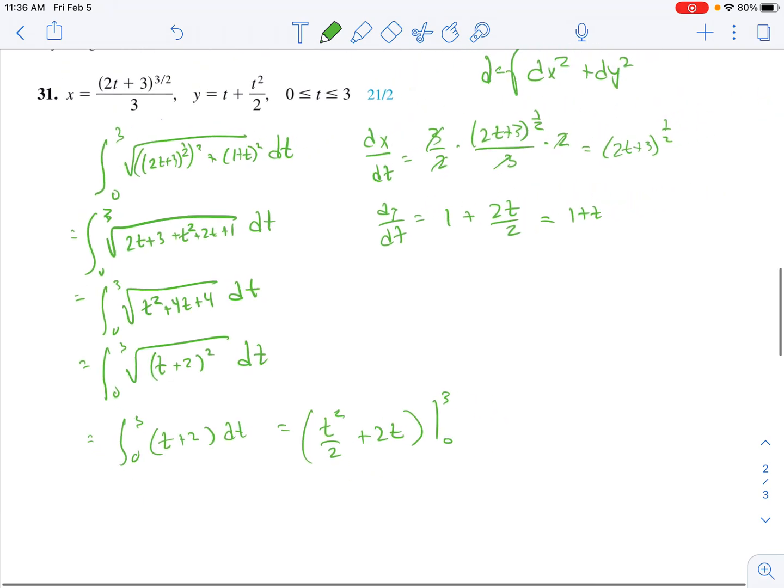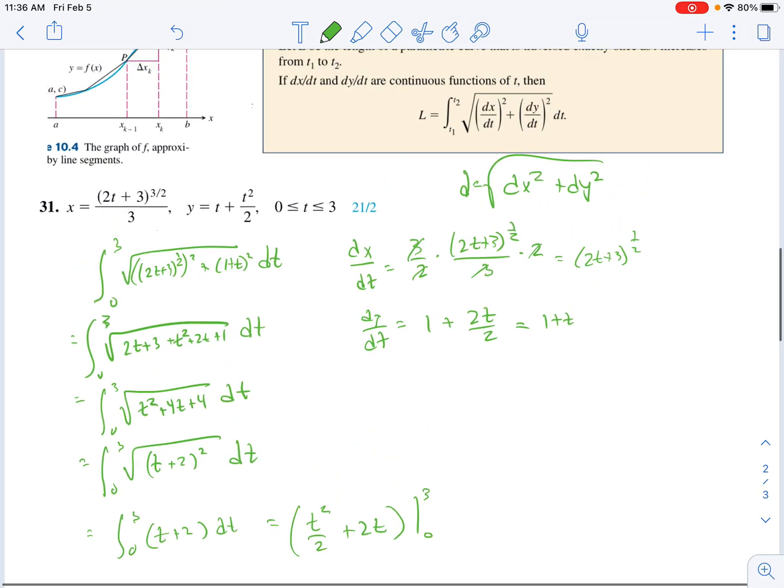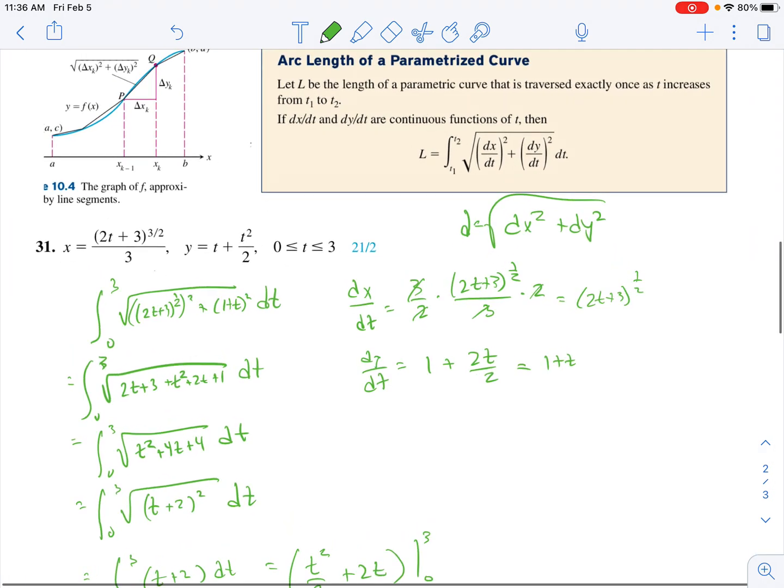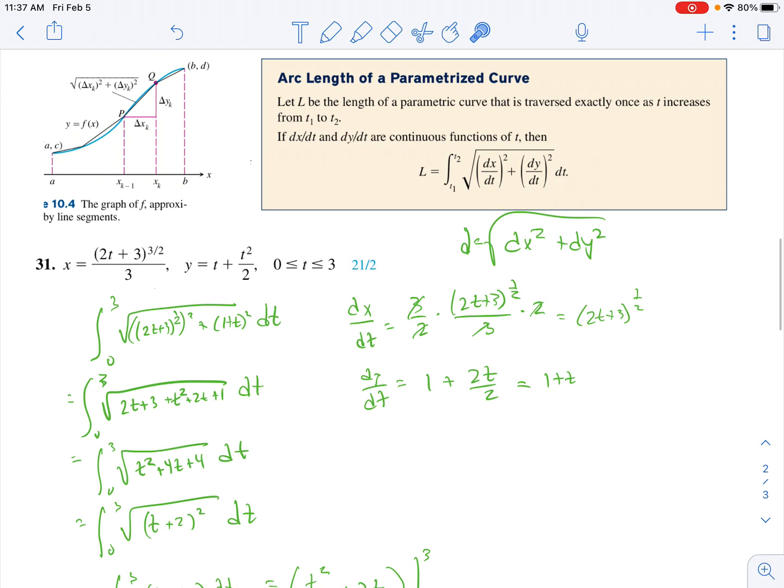But the answer key in the solutions manual, I'm sure, is there as well. But the key is, of course, just that we're taking the derivative of the x, the derivative of the y. We're squaring both of them. And then whether you have a calculator or not just depends on how easy it is to take that integral.